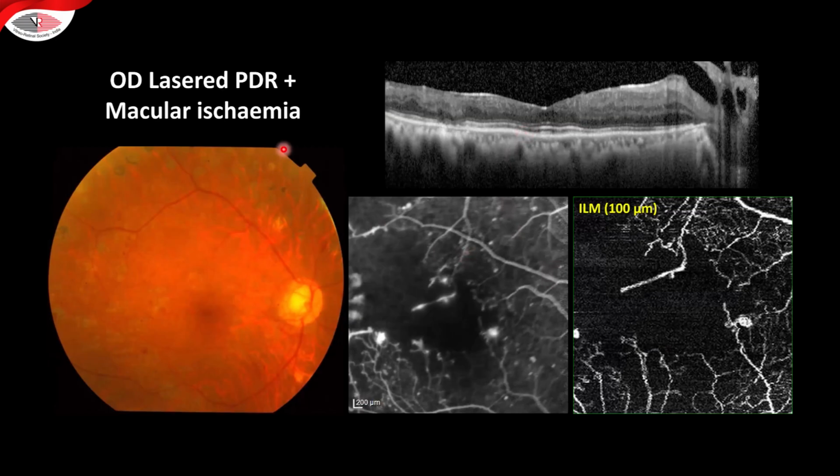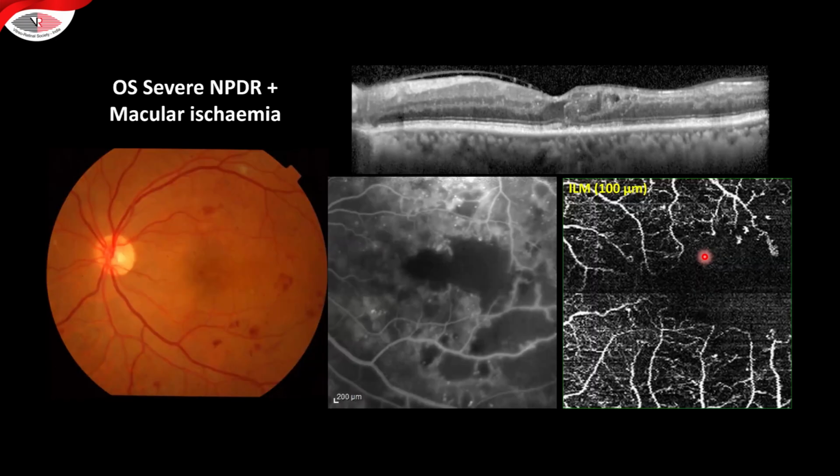Once again, an example of a laser PDR which has macular ischemia, and once you do the angiography, you see this whole ischemic area. This is comparative OCTA, which is what we were discussing, that this is a good tool for just looking at macular ischemia per se.